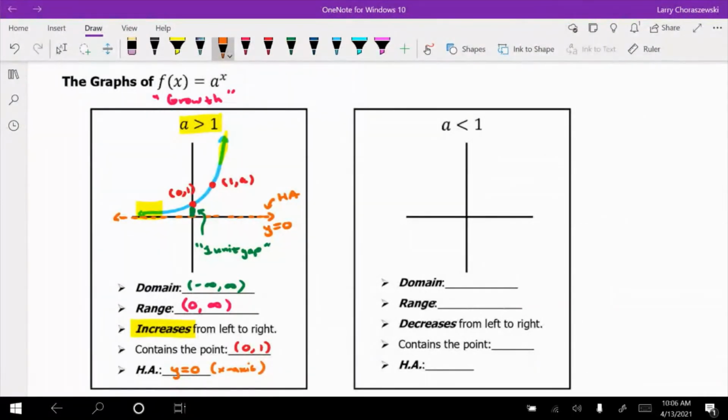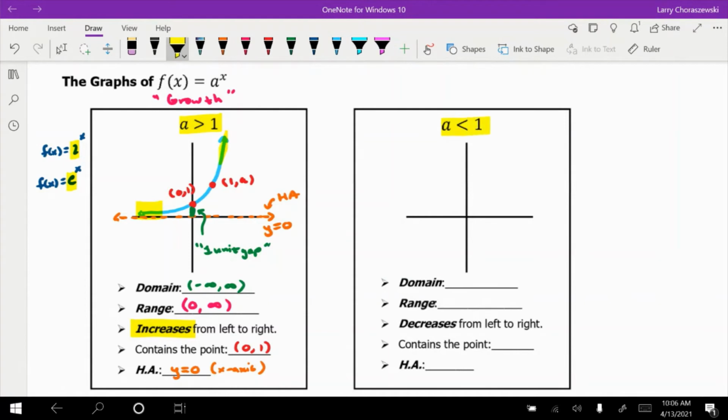So on the last page, we had two functions that looked very similar to this. f of x equals 2 to the x, and then f of x equals e to the x. Each of those bases are larger than 1, which is why their shapes look like this.